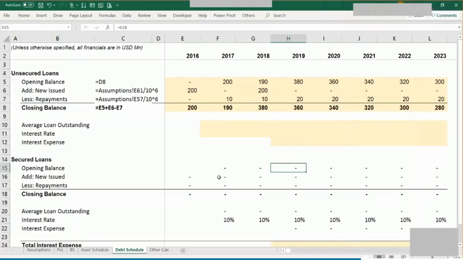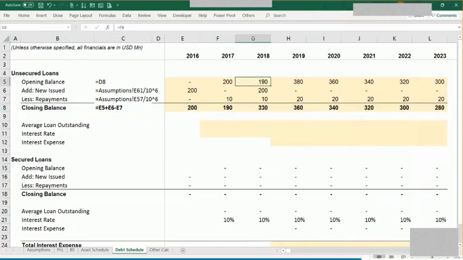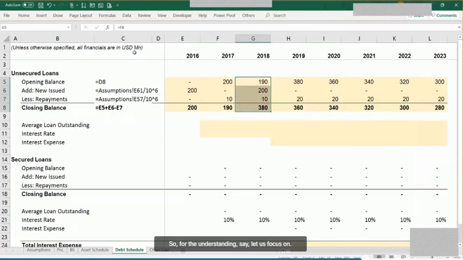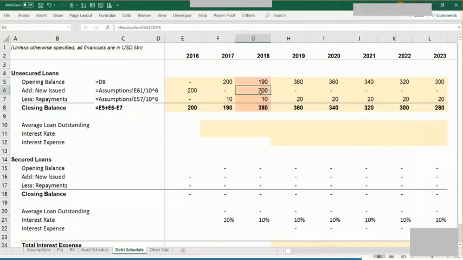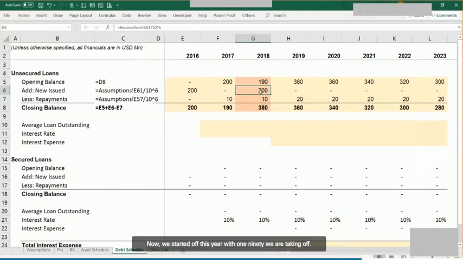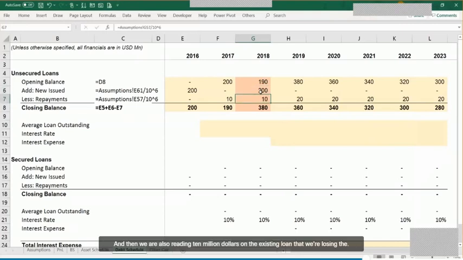Now, what we need to do next is we have got the balance sheet item here in row number 8. But the problem is if you look at the year 2018, so for the understanding sake, let us focus on 2018. Now we started off this year with 190. We are taking a fresh loan of 200 at the same rate of interest of 10%. So we are taking a top up. And then we are also repaying $10 million on the existing loan that we have. We are closing the year with 380.